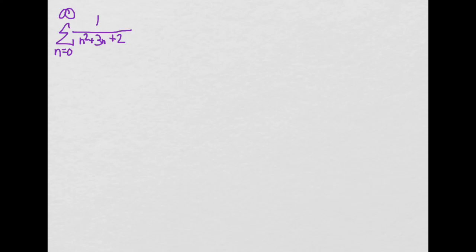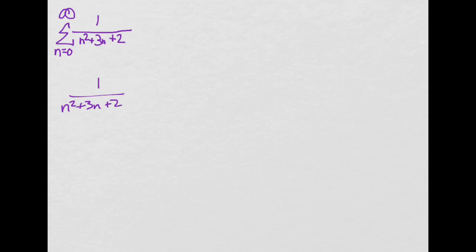How do we find the infinite series for something like this, some algebraic function that we don't know how to find the infinite sum of, because it's not geometric, it's not arithmetic. So what do we do? Well, that's why we have partial fraction decomposition. So let's focus on the formula for our general term here, 1 over n squared plus 3n plus 2.